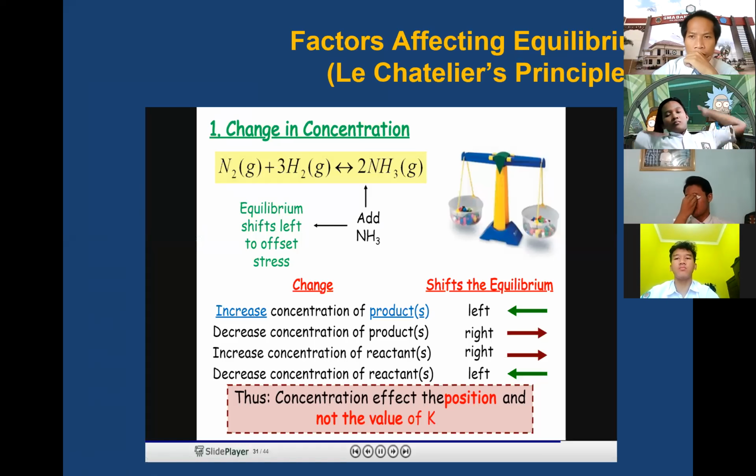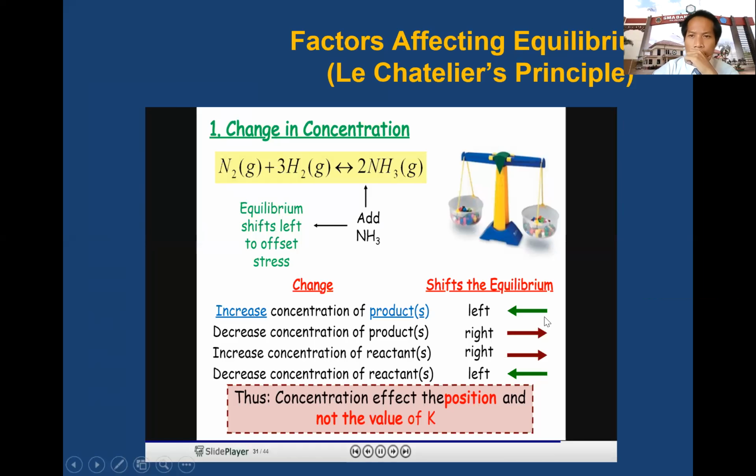Okay, it is about the concentration. If we add the concentration of the product, then it will shift to the left to the reactant in order to make a new equilibrium. And if we add the concentration of reactant, it will shift to the product. And the reverse is for decreasing. If you decrease the product, then it will shift to the product in order to make a new equilibrium. If you decrease the reactant, it will shift to the reactant in order to make a new equilibrium. And the value of K will stay the same.